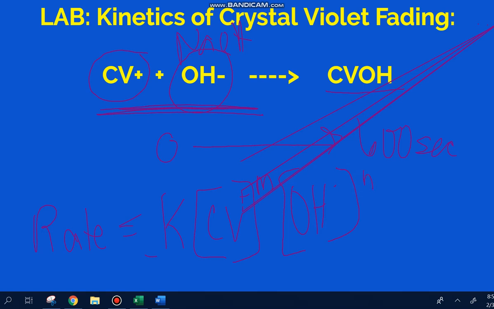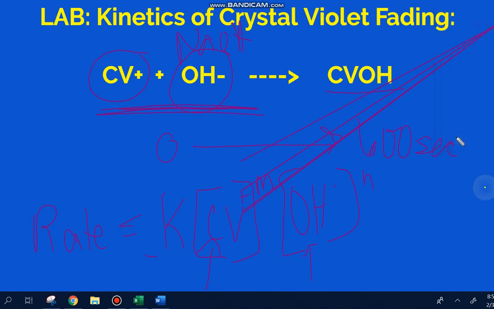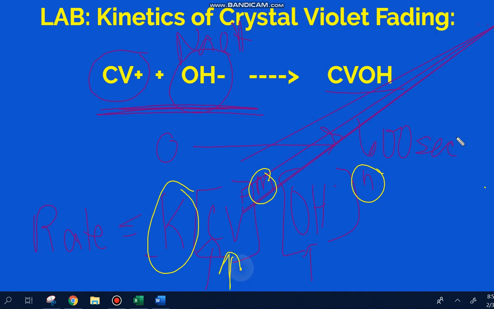We are actually going to know the concentrations of our CV and our OH. What we really want to find out here is what is m, what is n, and what is K. And that's what we're going to be solving for. The concentration of our CV is going to change over time, but our OH is going to stay the same, because we're going to add enough OH that the change in OH isn't going to matter at all. It's not going to be affecting the reaction at all.